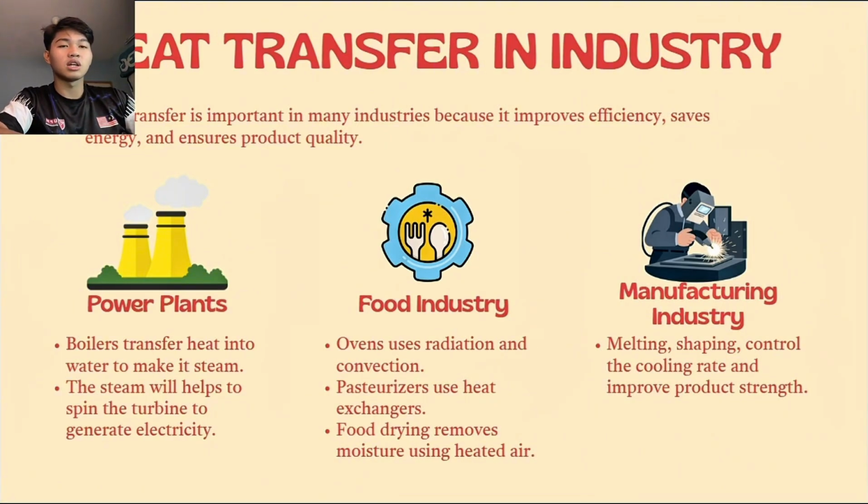Next is the food industry. Mostly ovens, pans, or baking use radiation and convection. Pasteurizers use heat exchangers, while food drying removes moisture using heated air. And for the manufacturing industry, melting, shaping, and controlling the cooling rate improve product quality and strength, mostly for metal, glass or silicon.